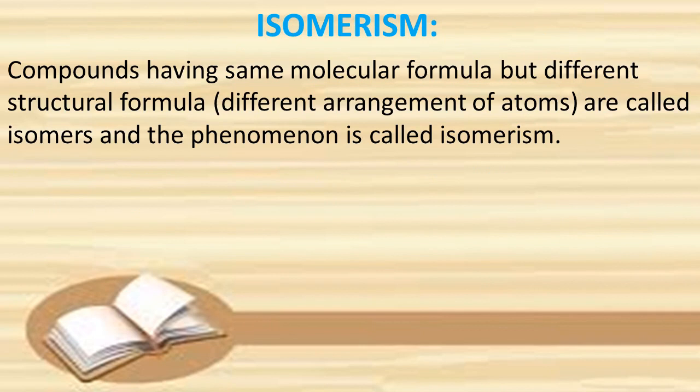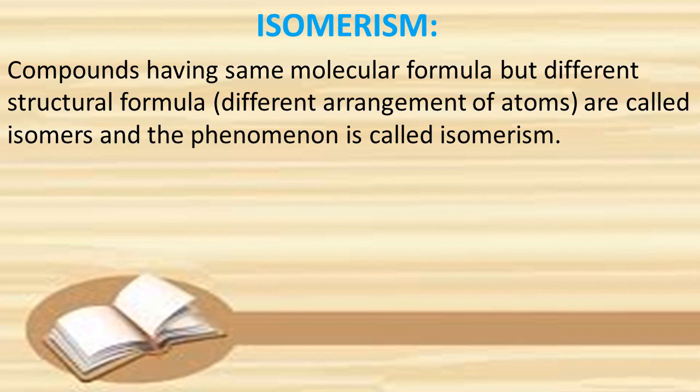The next category is isomerism. We have another property of carbon compounds. As we discussed in the beginning, catenation is one property, tetravalency is another property. In the same manner, we have one more important property of carbon compounds, referred to as isomerism. What is the meaning of this isomerism?